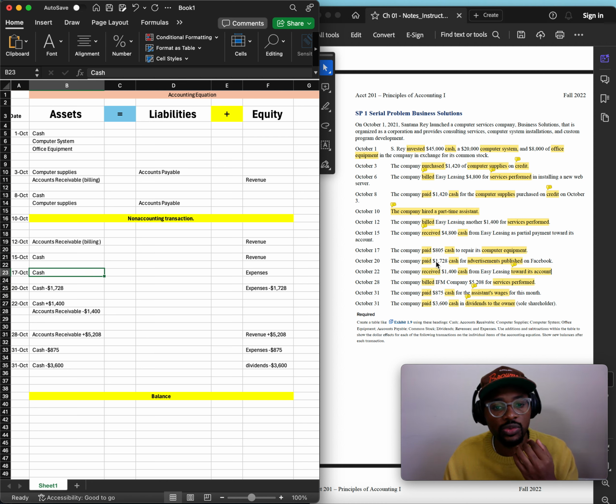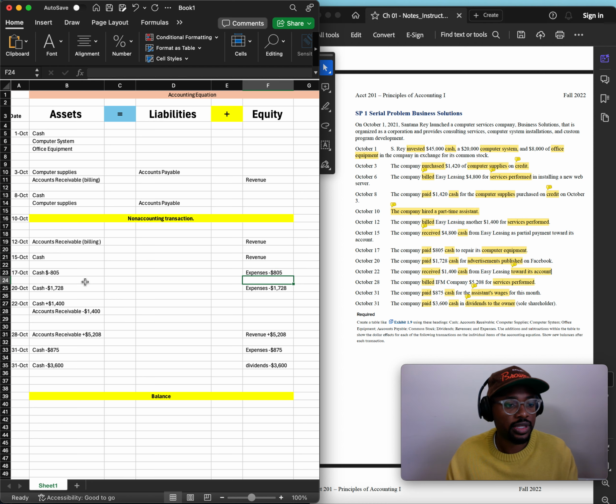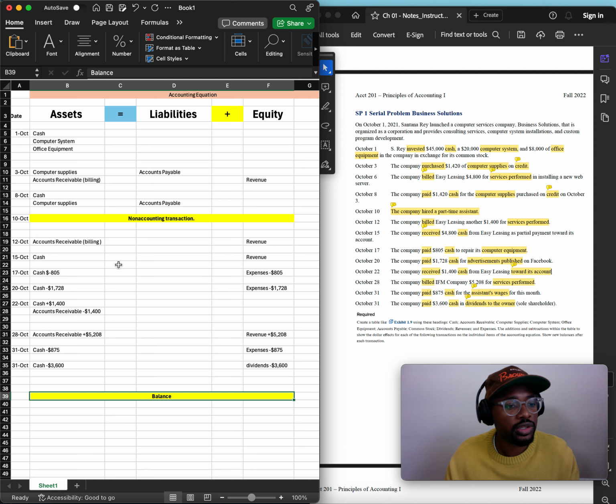So moving on to the next one, October 17th, it looks like cash to repair its computer equipment. Okay, so we paid again, so money is leaving our bank account. So we know on the cash side, we're going to put a negative 805. And on the right side, we're going to put a negative 805. Okay, whatever you do on this side, do to that side to balance. Okay, so let's move on.